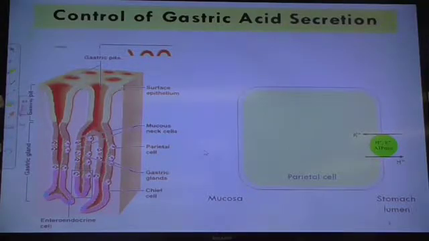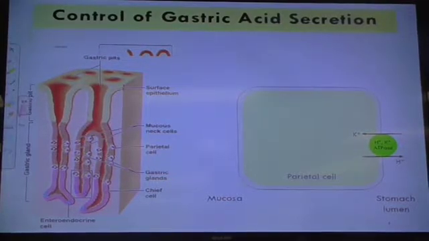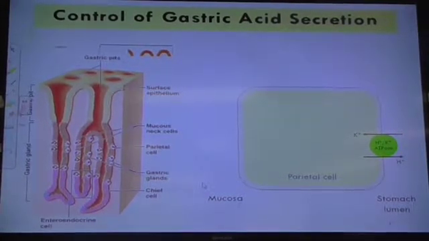The parietal cells are the blue cells right here, on the gastric pit right here. They are responsible to produce the acid for the stomach. And how do they produce it? They have 2 pathways together.